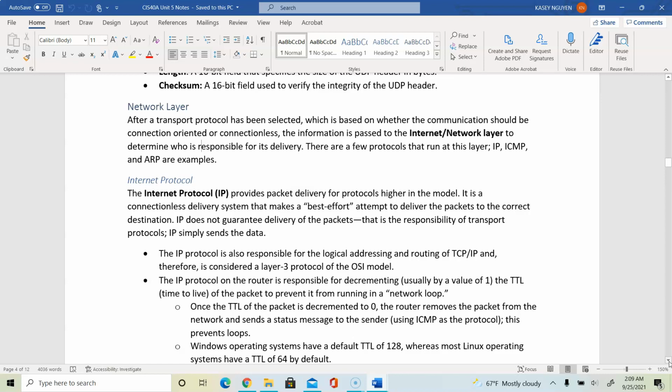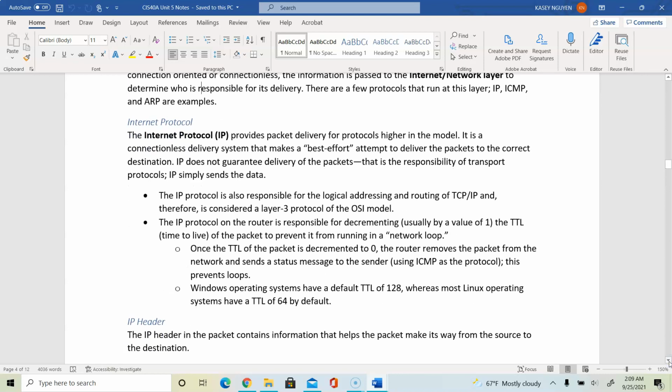Now, on the Windows operating system, the default time to live is 128, whereas on the Linux operating system, the time to live is 64. And so it would then end the communication when that time has expired.